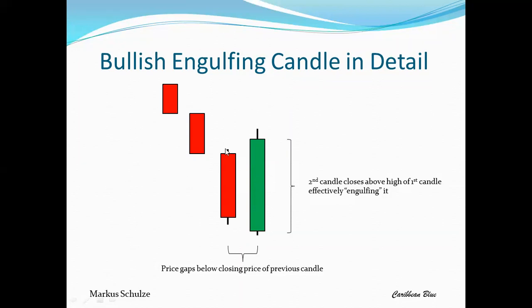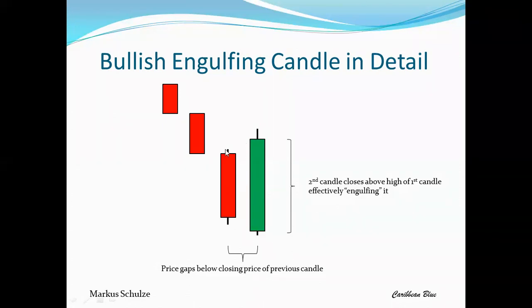For it to be considered an engulfing candlestick, the second candle has to close above the high of the preceding candle. Now, the length of the wicks doesn't matter, right? This can have long wicks on either end. That doesn't make a difference. We're looking only at the body of the candle. So it opens below, and the price pushes up, indicating that the buyers are now taking control.